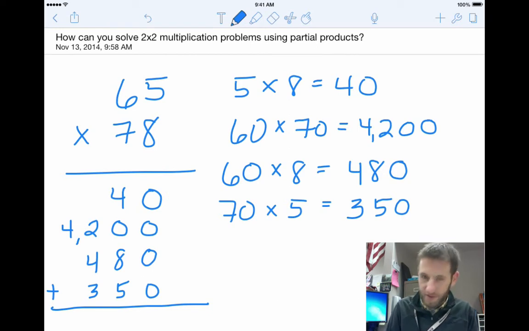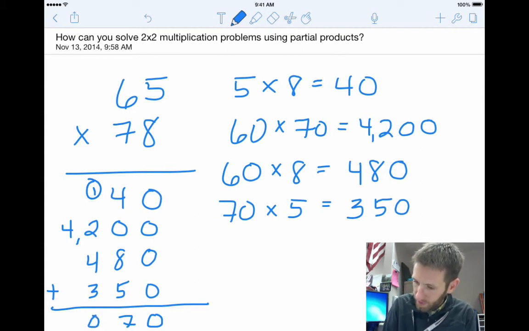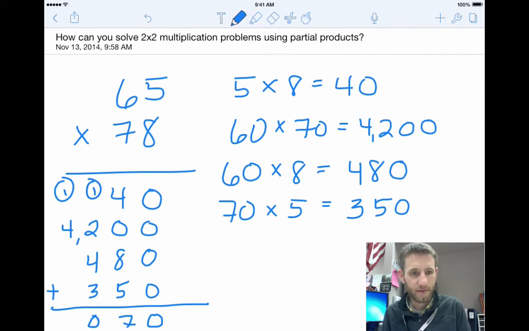I know that a whole bunch of zeros added together is a whole lot of 0. And I know that 4 plus 8 is 12, plus 5 is 17. Okay, I'll regroup a 1 or a 100 right here. And I know that 1 plus 2 is 3, 3 plus 4 is 7, 7 plus 3 is 10. So we'll go ahead and I'll regroup 100 right here. And I know that 1 plus 4 is 5.